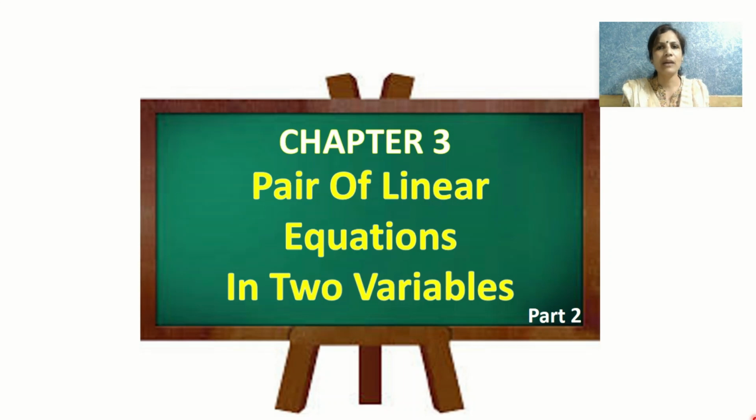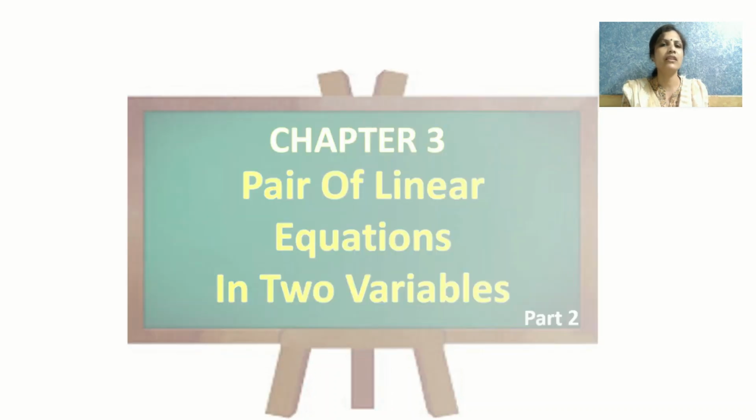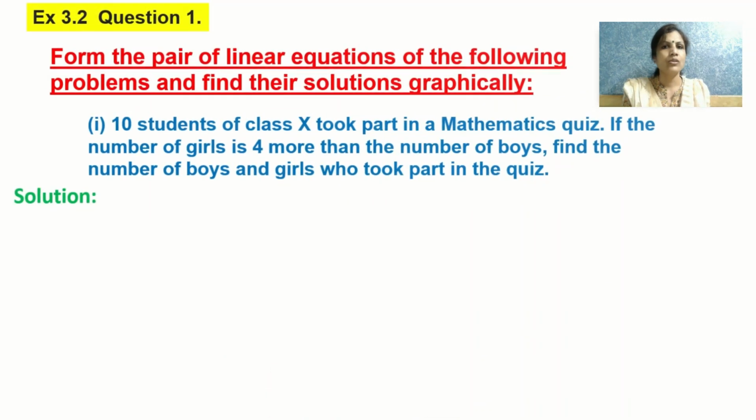We started chapter number 3, that is pair of linear equations in two variables. We discussed that ax plus by plus c is equal to 0 is the standard form of linear equation in two variables. We also discussed that when we are given two equations together, they are called simultaneous equations. In today's video lesson, we are going to continue with this topic and we are going to solve some of the examples. So here we go.